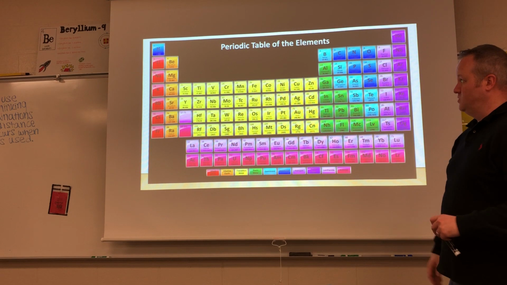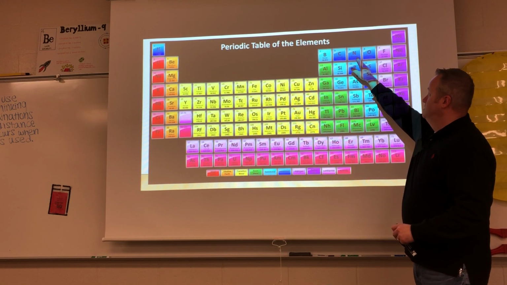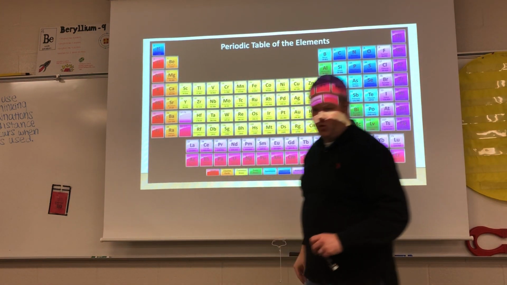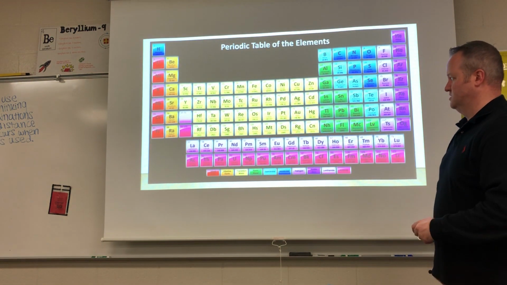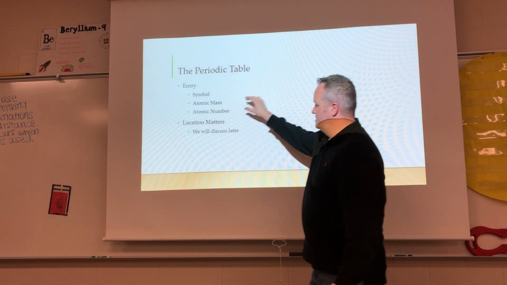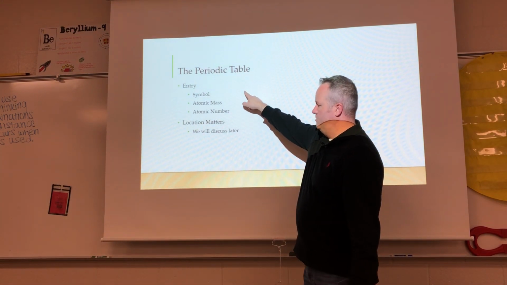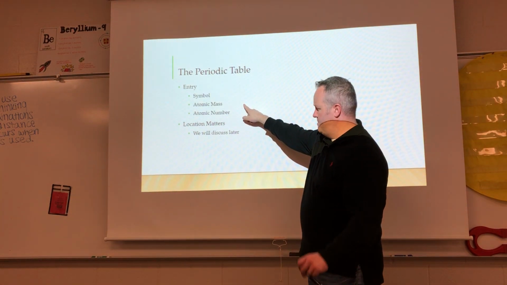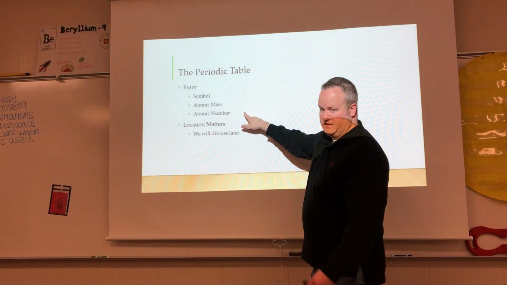And when I say that it's unique, what I mean by that is that an atom of nitrogen is not like an atom of calcium. They're going to have different properties, different behaviors, different characteristics. When you look at the periodic table, within that entry, you're going to see three things that are very important. First, you're going to see the symbol. Then you're going to see a number that is called the atomic mass, and another number that's going to be called the atomic number.